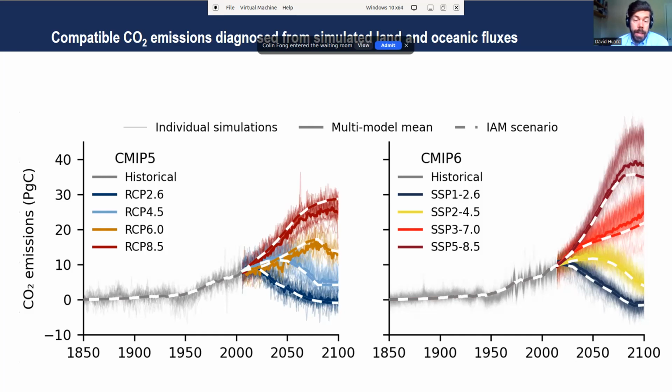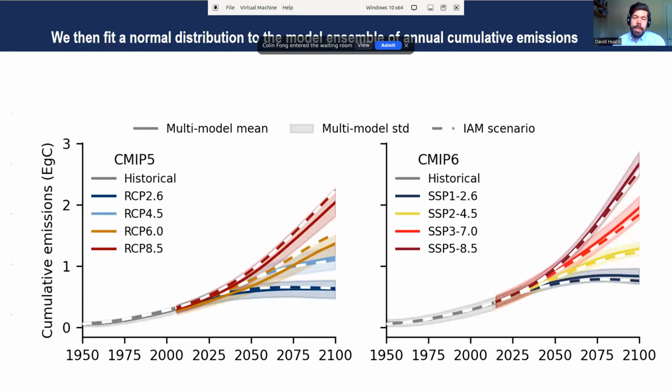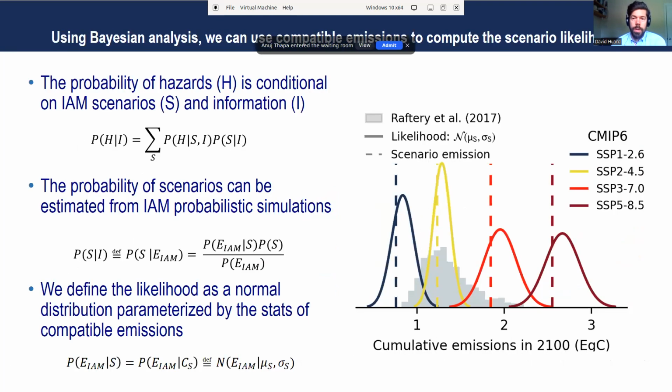Now, if I fit a normal distribution for each year on those multimodel simulations, what I get is this. Also note that instead of annual emissions here, I'm computing cumulative emissions, so from the 18th century on. And so now for each year, I have a normal distribution. So the mean is the thick line and the envelope is the standard deviation around the mean. And this defines basically a likelihood for emissions for each scenario. So I can then use that to compute the likelihood for the scenarios.